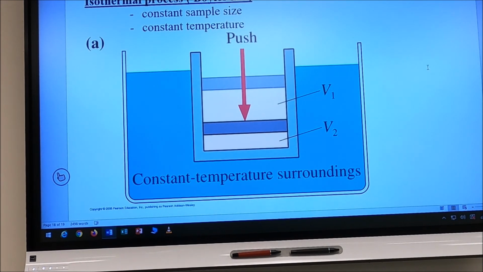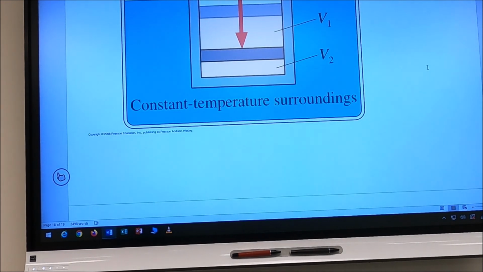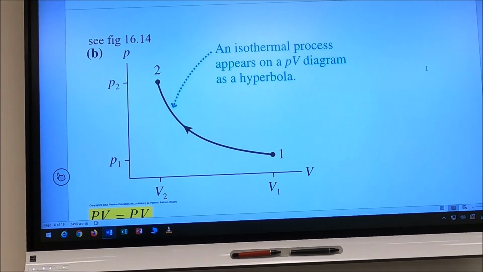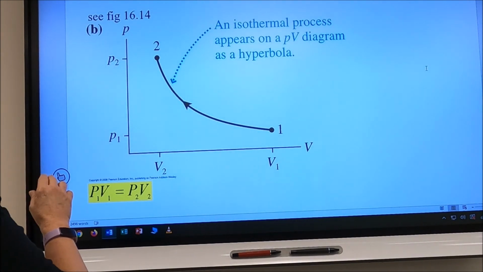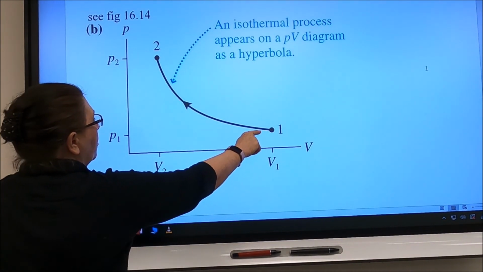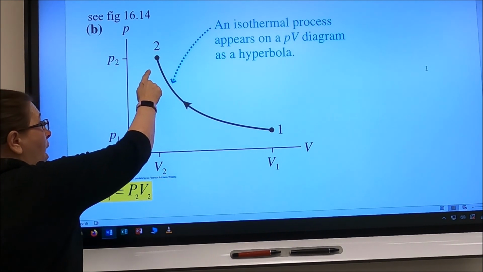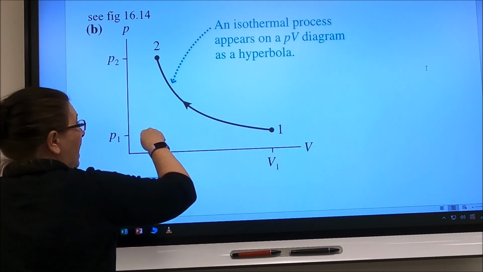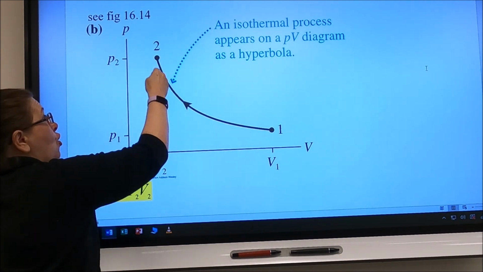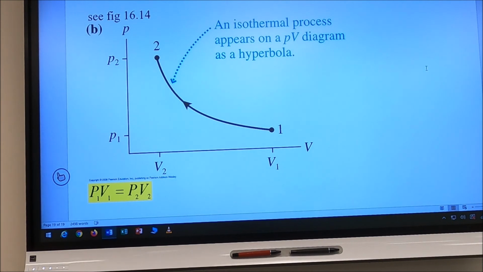Namely, P1 V1 has to equal P2 V2. So the pressure and volume always have to equal the same value when they're multiplied together. So notice as volume goes down, pressure has to go up. So instead of being a nice straight line, we get a curve. So an isothermal process on a PV diagram is a hyperbola. P1 V1 has to equal P2 V2.